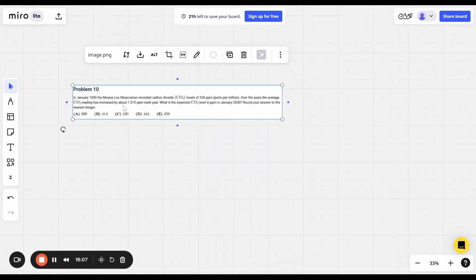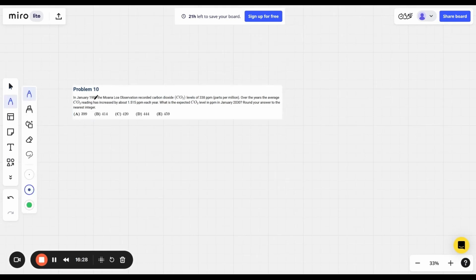In January 1980, the Mauna Loa observatory recorded carbon dioxide, or CO2, levels of 338 parts per million. Over the years, the average CO2 reading has increased by about 1.515 ppm per year. What is the expected CO2 level in ppm in January of 2030? Round your answer to the nearest integer.